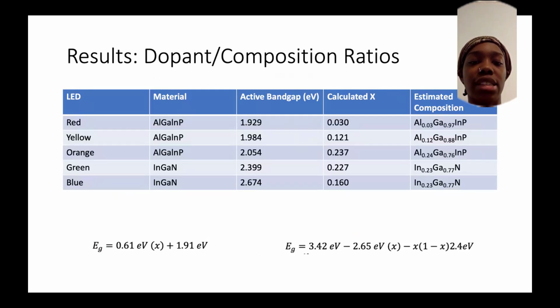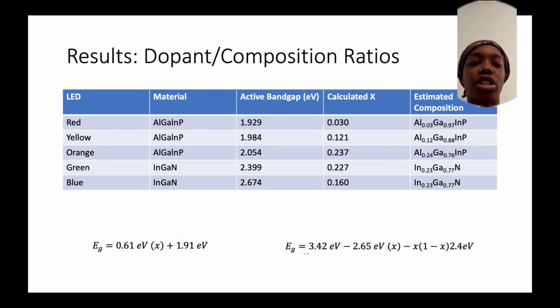This slide shows the estimated composition of each LED. These were calculated from the active band gap values. For the red, orange, and yellow LEDs, the material was treated as AlGaInP. The aluminum fraction increased from the red to the orange to the yellow. This agrees with the material equation because increasing aluminum increases the band gap.